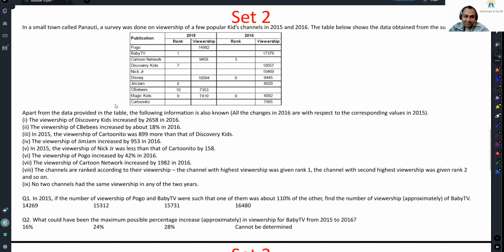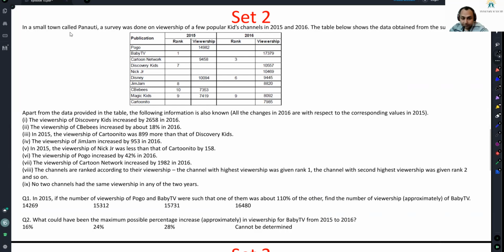Now this question. In a small town called Panoti, a survey was done on viewership of a few popular kids channels in 2015 and 2016. The table below shows the data obtained from the survey. Let's go. From this table, you see that there are a lot of uncomfortable numbers. So now you have to decide.